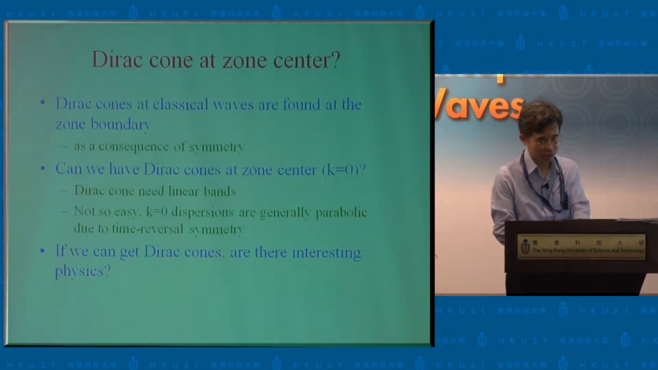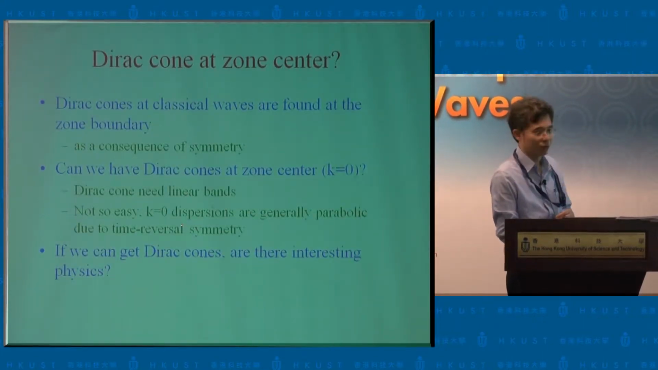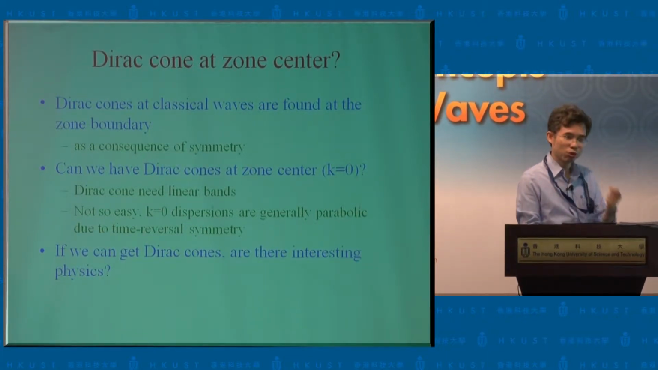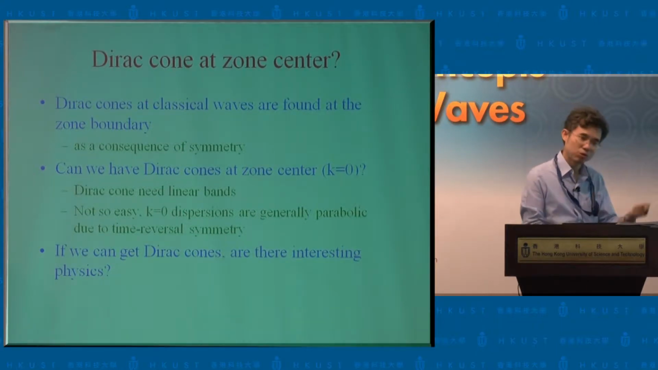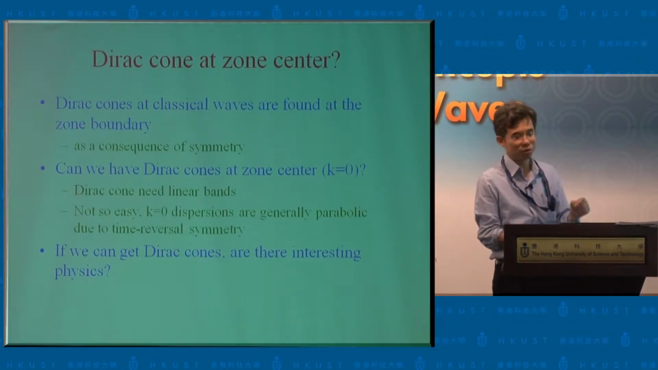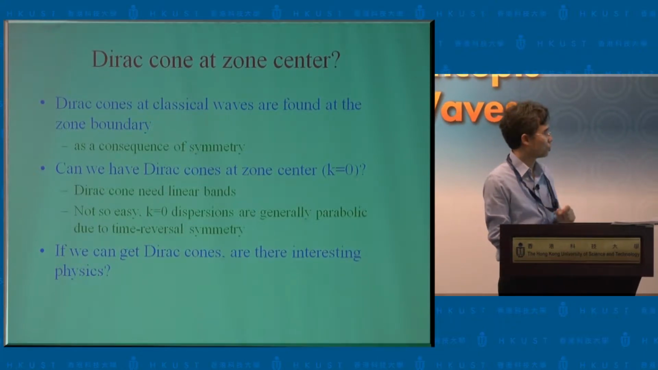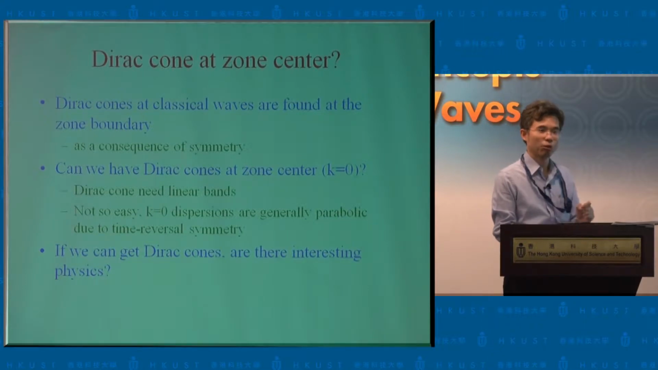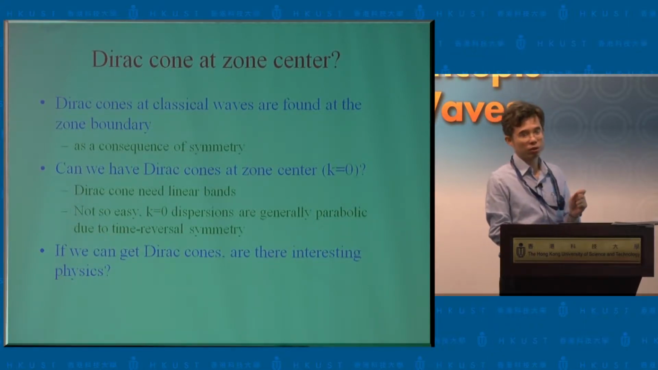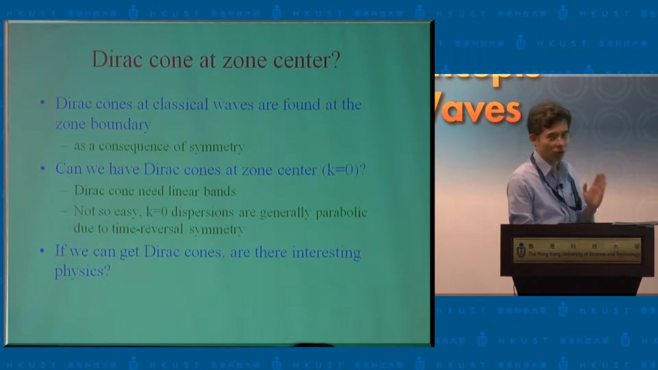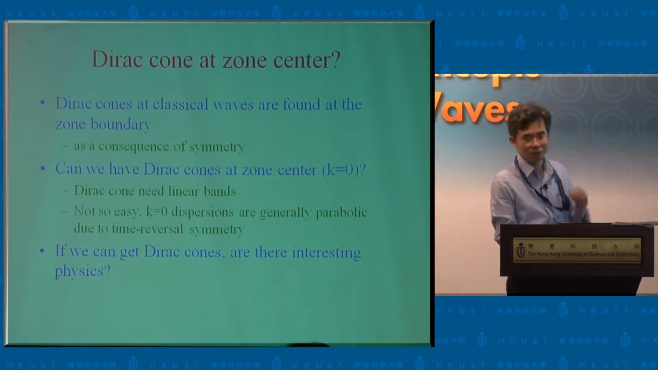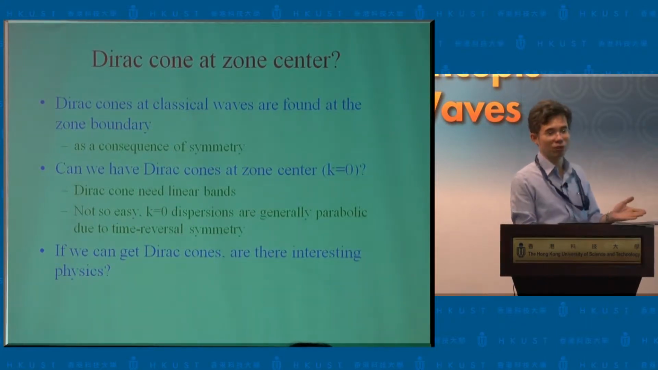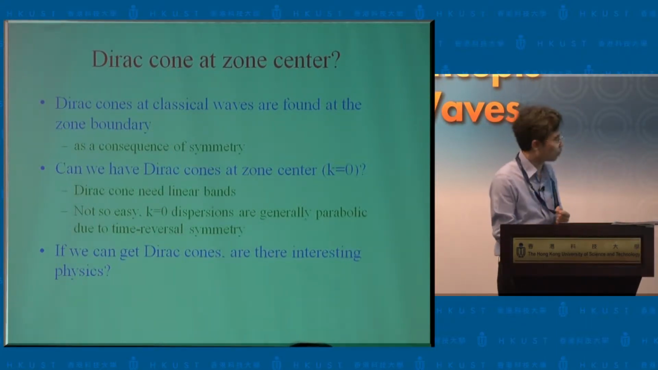However, for the case of the zone center, symmetry does not help you at all. If you do not have extra degeneracy at the zone center, as long as you have time reversal symmetry, the bands will be parabolic. But in order to get a Dirac cone, a necessary condition is that you must have linear bands. And therefore, it's not that easy to get a Dirac cone at the zone center, because if you have parabolic bands, you cannot have a Dirac cone.